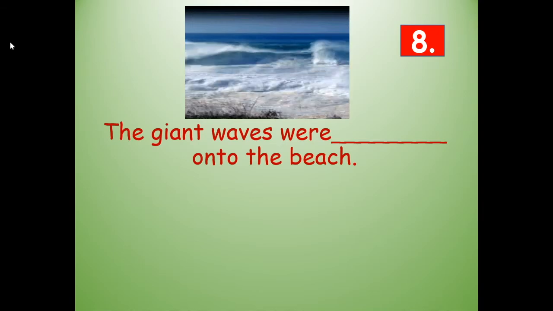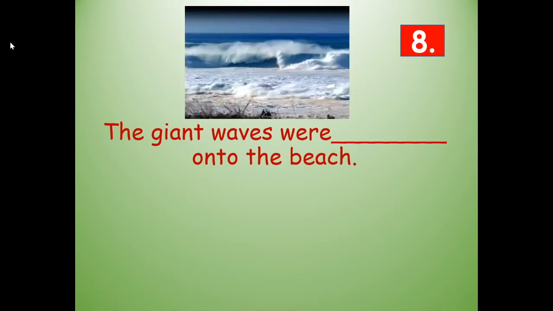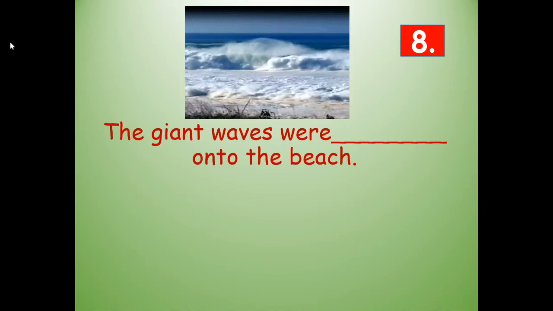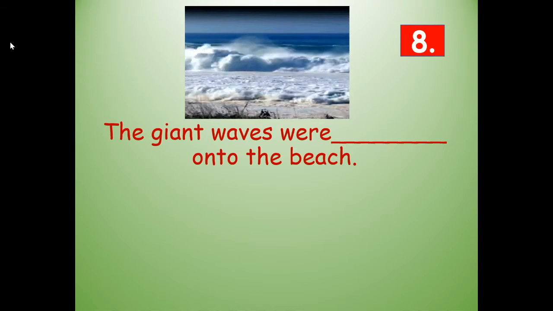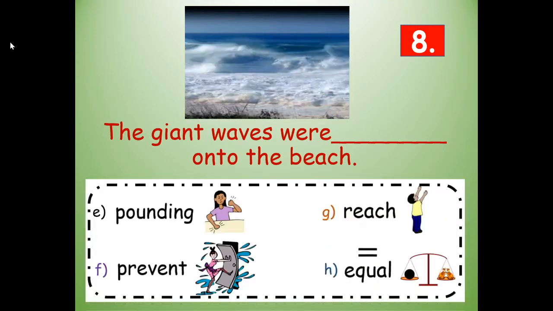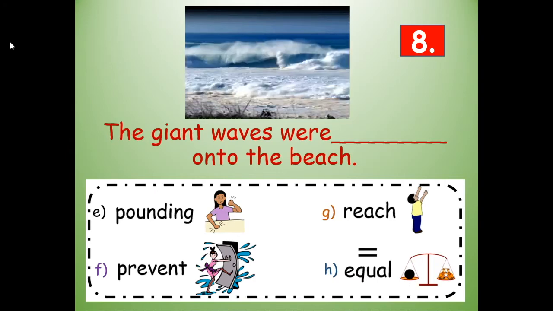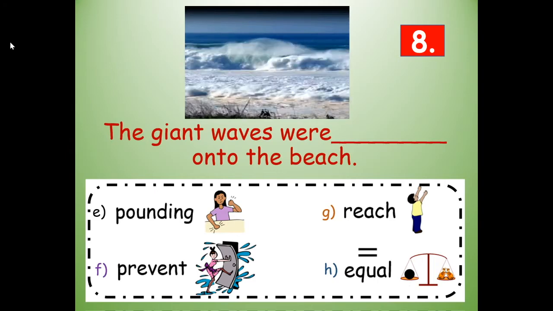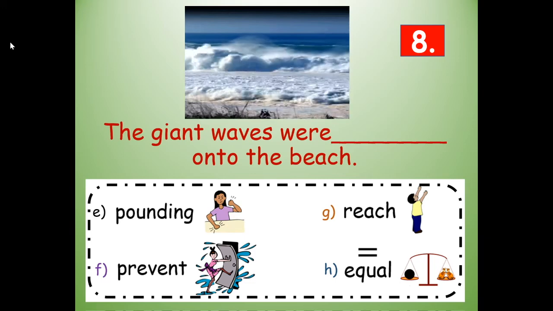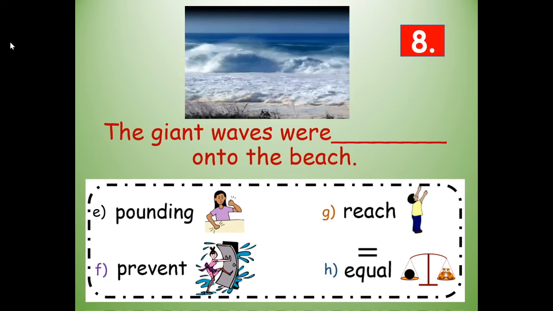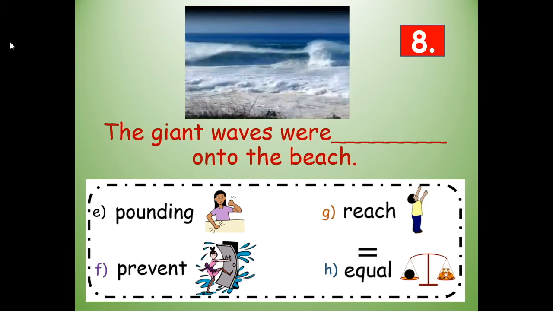Number 8, the giant waves were blank onto the beach. The giant waves were pounding onto the beach. The giant waves were prevent onto the beach. The giant waves were reach onto the beach, or the giant waves were equal onto the beach.